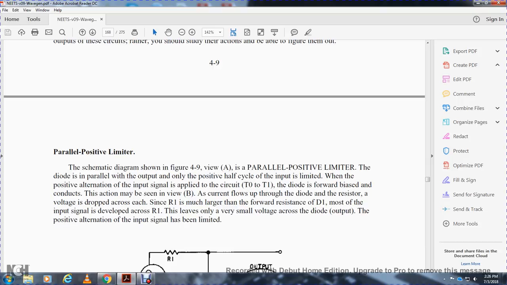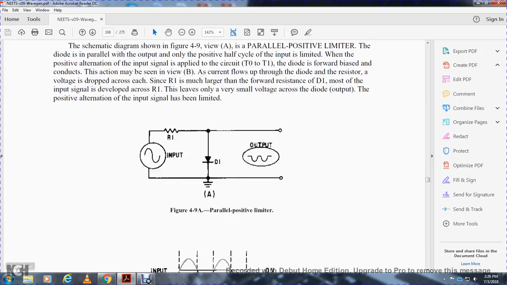The resistor R1 is much larger than the forward resistance of the diode, so much more of the input signal develops across resistor R1, which leads to a very small voltage across the diode output. The positive alternation of the input signal has been limited. Figure 4-9 shows the parallel positive limiter: input signal, resistor R1, diode, and the output.